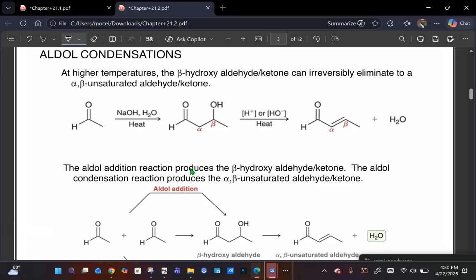So this is now the condensation. I'm glad heat is shown. Very glad. Most books, most professors don't emphasize that, but it's very important to know that if you have heat, you're going all the way. And the process is an E1CB.